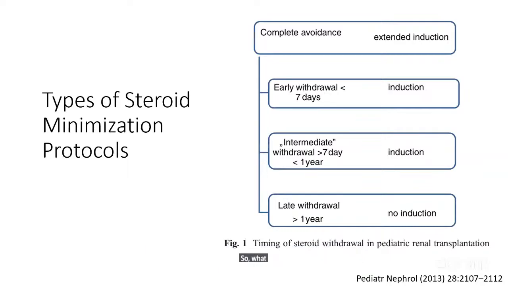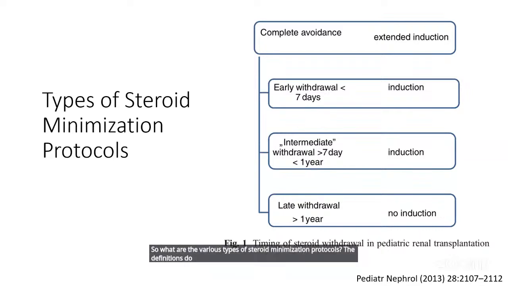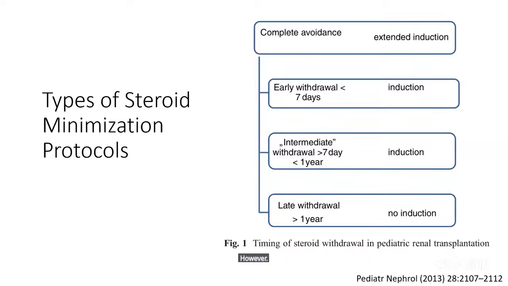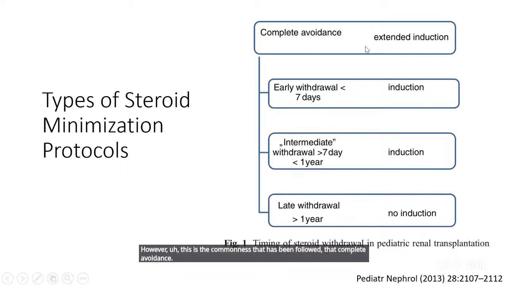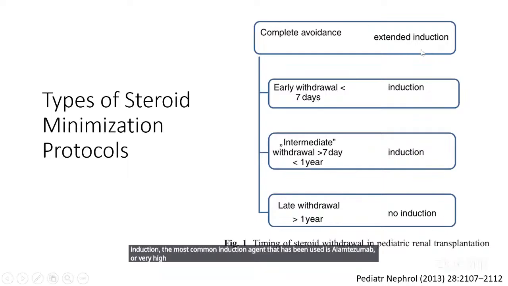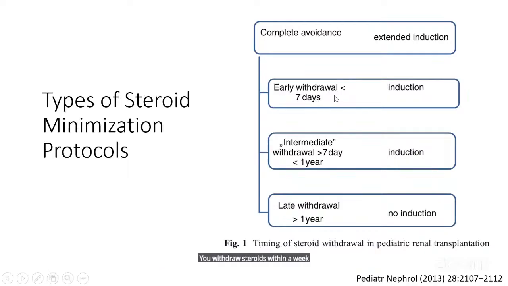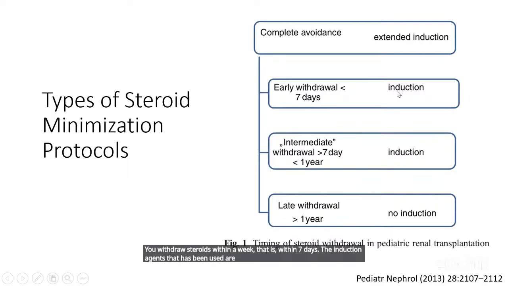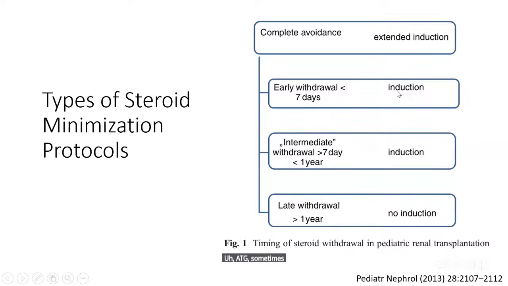So what are the various types of steroid minimization protocols? The definitions do overlap in various studies. However, this is the commonest that has been followed: complete avoidance, when you are not using steroids and you are using extended induction. The most common induction agent used is alemtuzumab or very high doses of ATG, up to 8 mg per kg. You withdraw steroids within a week, that is within 7 days. The induction agents used are alemtuzumab, ATG, sometimes basiliximab too.